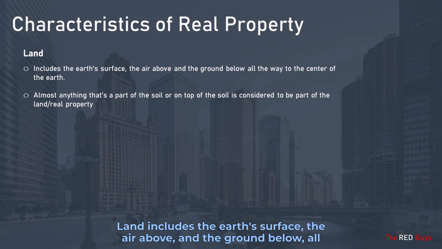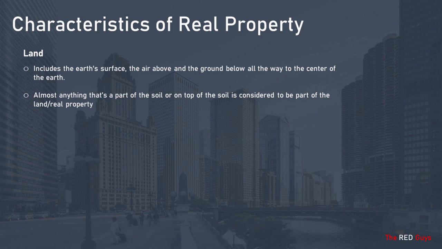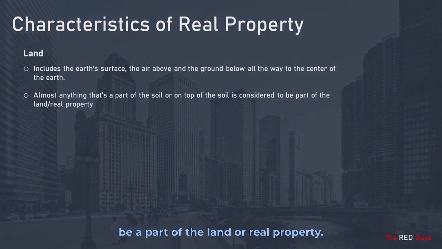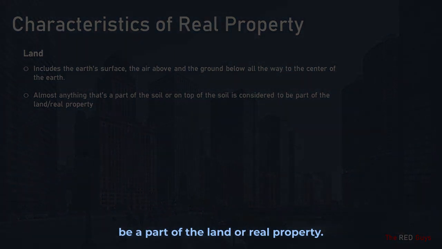Land includes the earth's surface, the air above, and the ground below, all the way to the center of the earth. Almost anything that's a part of the soil or on top of it is considered to be a part of the land or real property.